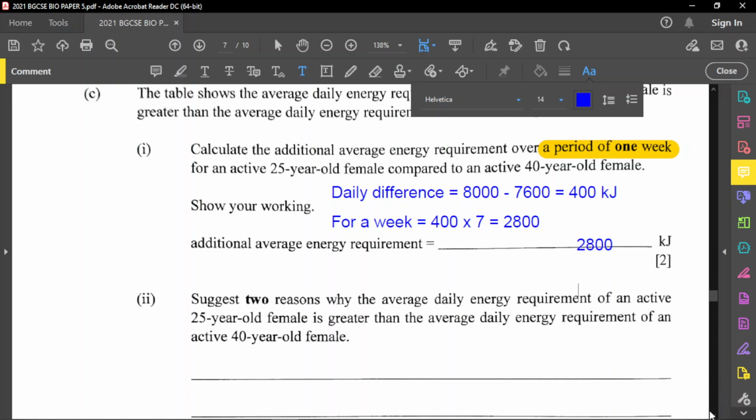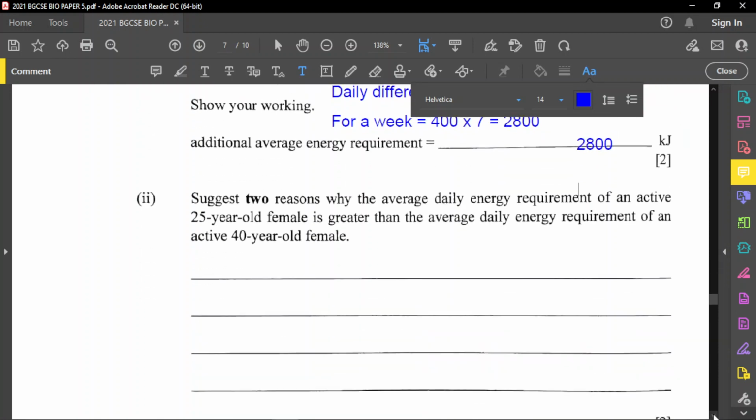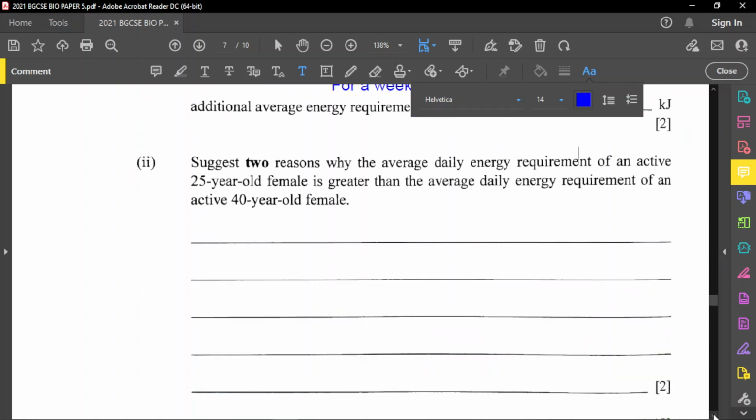All right, so part 2 is to suggest 2 reasons why the average daily energy requirement of an active 25-year-old female is greater than the average daily requirement for an active 40-year-old female. So there are 2 possible reasons there. Even though both of them are active, it doesn't necessarily mean that they're doing the same thing, isn't it? So to start out here, this will be our first point.